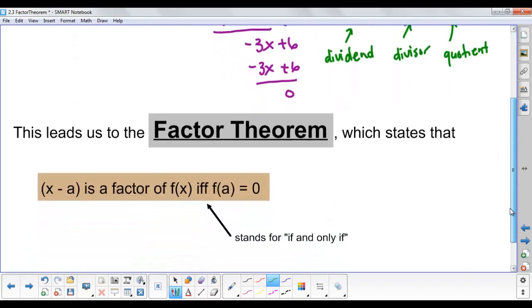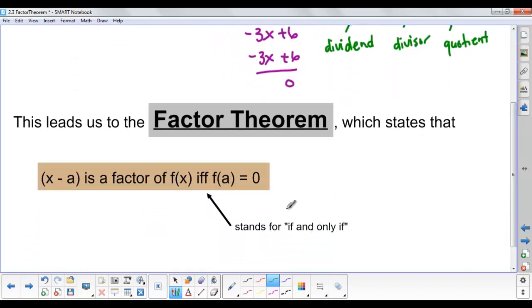Okay, so this leads us to our factor theorem, which says that if x minus a is a factor of f of x, so in other words, if this divisor is a factor of our dividend, we know that's only true if, when we sub in the test root, it ends up being 0. So this right here, IFF, that's not a typo. That stands for if and only if. So again, x minus a is a factor of f of x if and only if f of a equals 0.